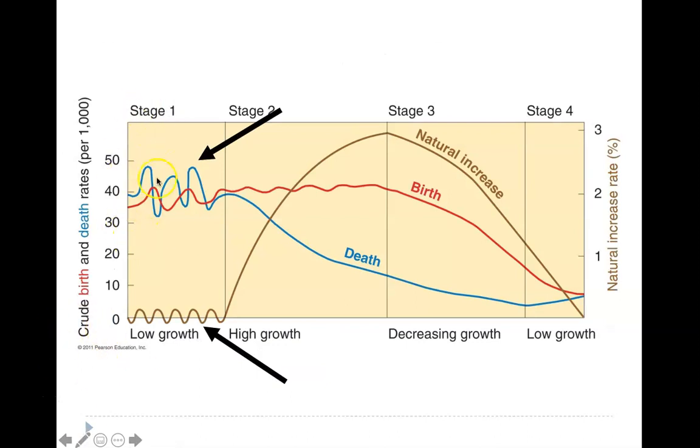Note that the birth rate and death rate, this is fairly chaotic. There's famine, there's war, there's pestilence and plague going on. There's all sorts of bad things happening here. And so you'll see that the birth rate will go up as the death rate goes down because people do not want to have children in times of chaos when death rates are very high.